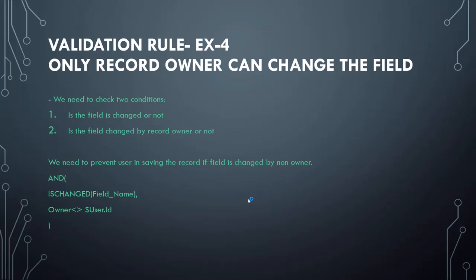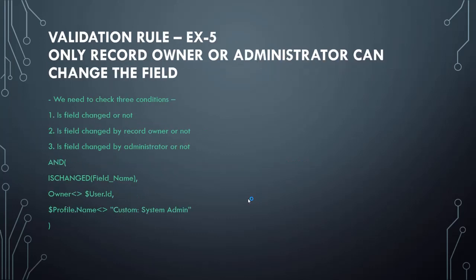If IsChanged is true, then that expression will be true, and if Owner is not equal to User.Id, then that will be true, otherwise it will be false. So if it is true, it means a non-owner is changing the field from the previous to the new value, so we have to prevent that operation. You can again try this in your practice org and see how it is working.